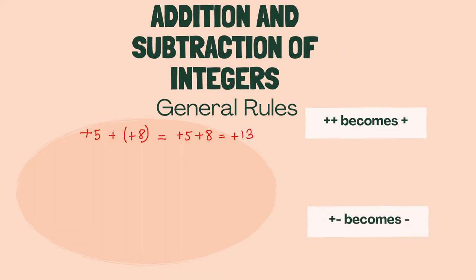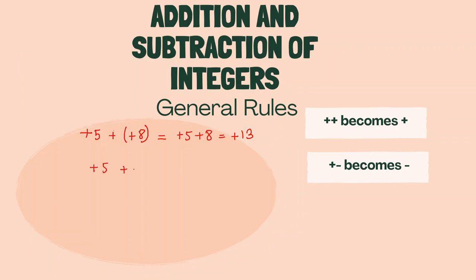Now come to the second rule. When plus and minus sit next to each other, it becomes minus. I am taking a negative integer to explain it. So plus 5 plus minus 8: plus and minus are standing next to each other, so plus and plus minus will become minus. So plus 5 minus 8 is minus 3.